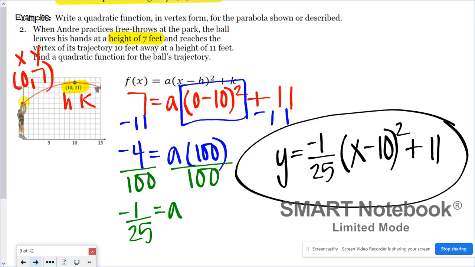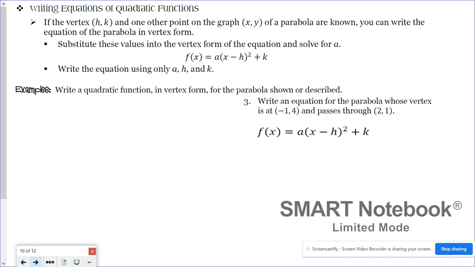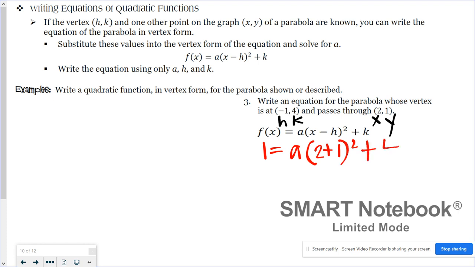Let's check out another example. Number 3 says write an equation for the parabola whose vertex is negative 1, 4. So that means h is negative 1, k is 4, and it passes through 2, 1. So x is 2, y is 1. The first thing we do is substitute these into our vertex form. So my y value, which is 1, is equal to a times the quantity of x, which is 2, minus h. H is negative 1, so if I minus negative 1, I'm really adding it. Don't forget the squared. And then plus k, which is 4.